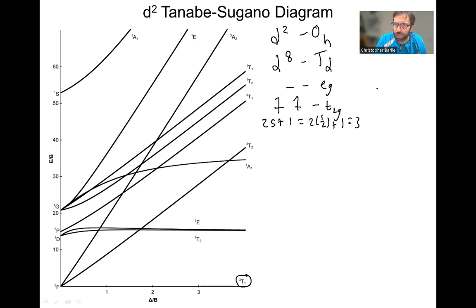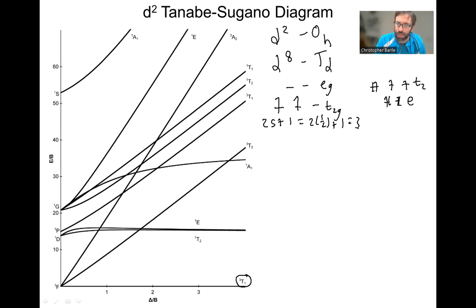For the tetrahedral symmetry, remember it's inverted. We have the t2, there's no inversion center, so we drop the g's and the e's. And again, this time now we're d8, so we have to think about this here. So we populate 8 electrons, and so we're going to look like this. And again, we have 2 unpaired electrons. So we're going to get this same triplet ground state.